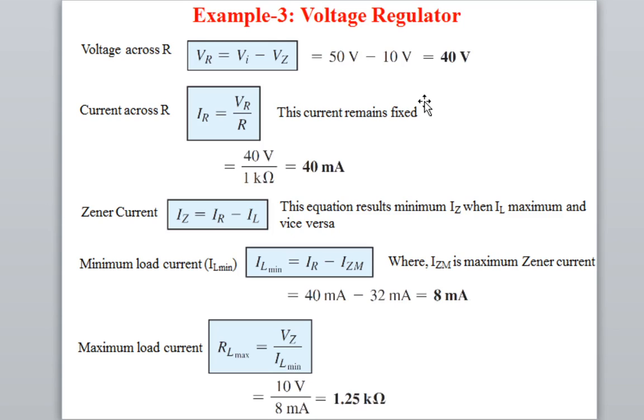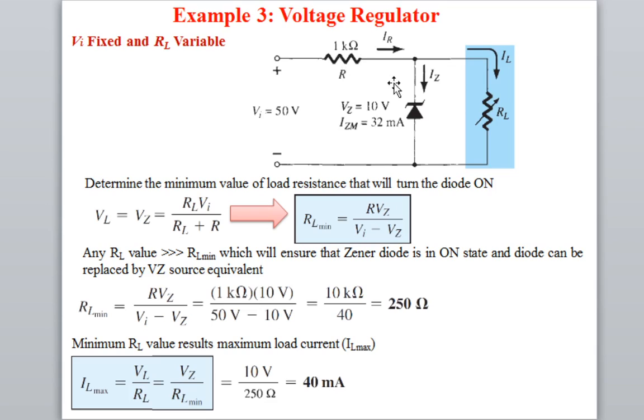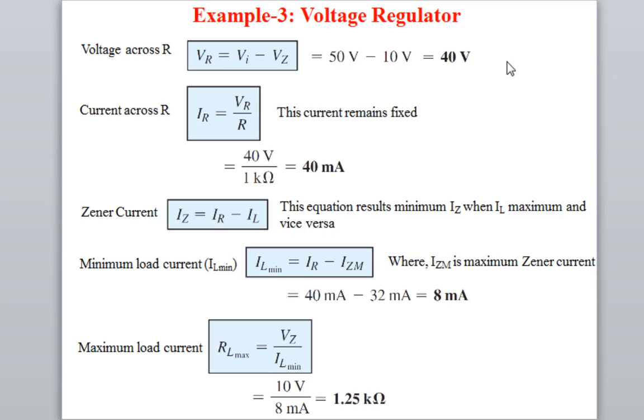Now one can find out the zener current in this condition. So zener current, obviously, IZ is equal to IR minus IL. Why? Because IR is equal to IZ plus IL. So this current is equal to this current plus this current. So this current will be equal to IR minus IL. So IZ is equal to IR minus IL.